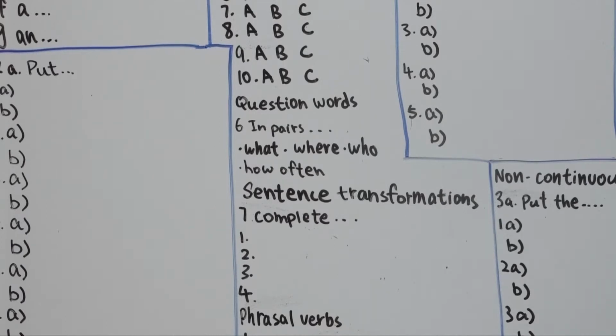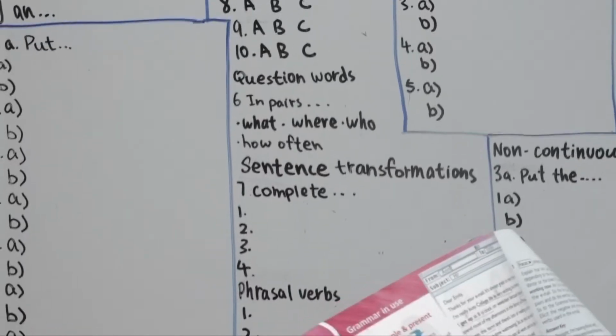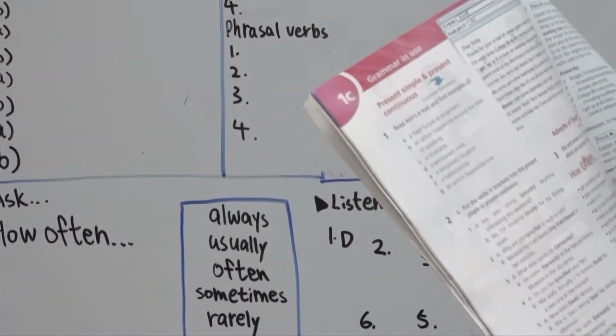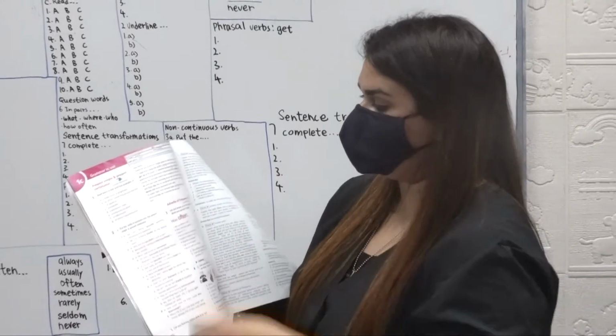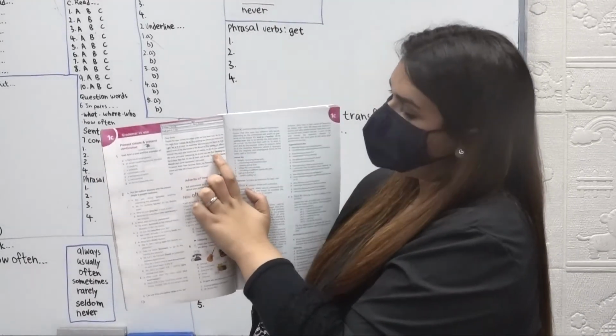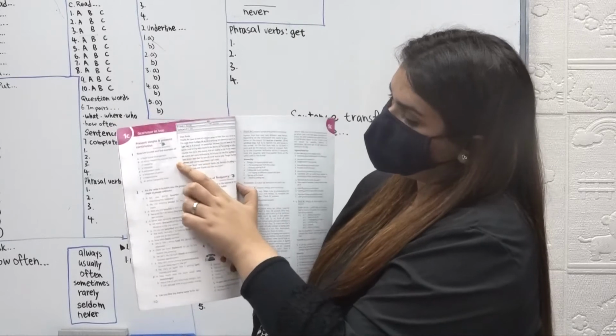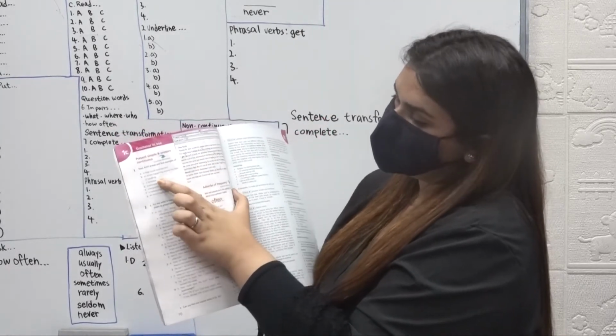B, an action happening around the time of speaking. Alright. That means the action that is happening that time when this person was speaking. So what was happening? I'm working very hard these days. An action happening around the time of speaking. Alright? Here. I'm working very hard these days. That is for B. Alright?